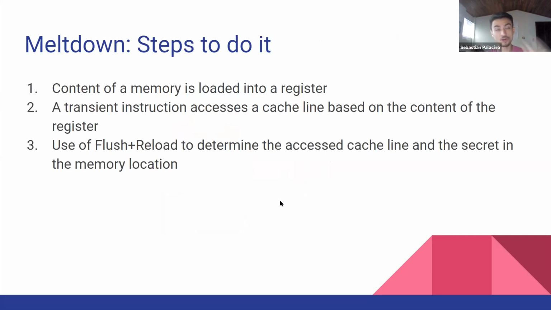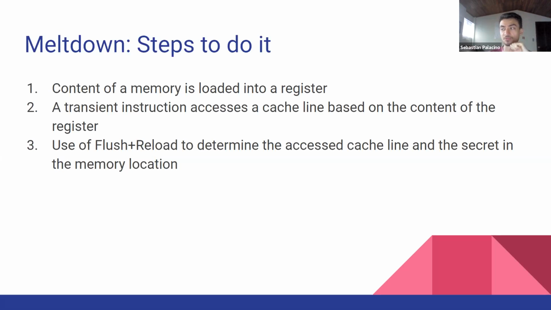Okay, so now we're talking about Meltdown, the steps to do it. Meltdown consists of 3 easy steps, actually. The first step is to choose a memory location which is inaccessible to the attacker. This way we load this memory into a register.